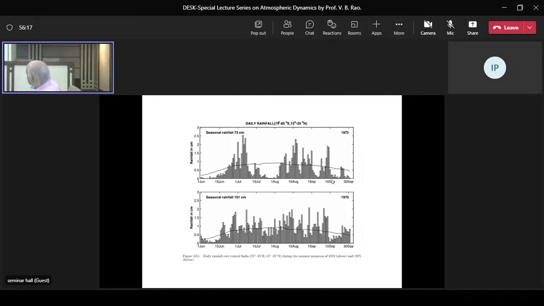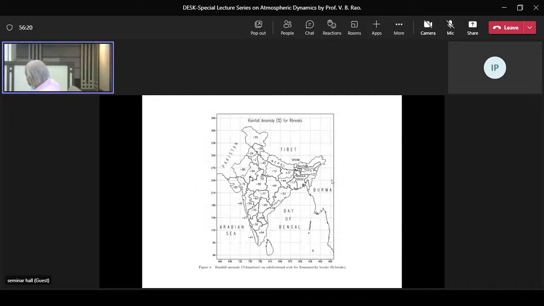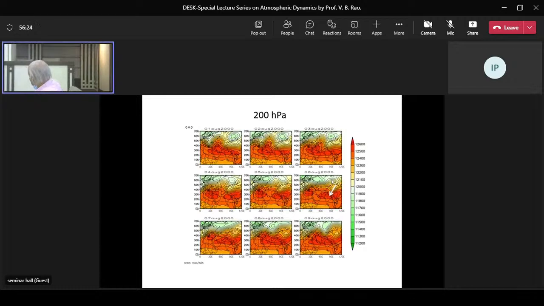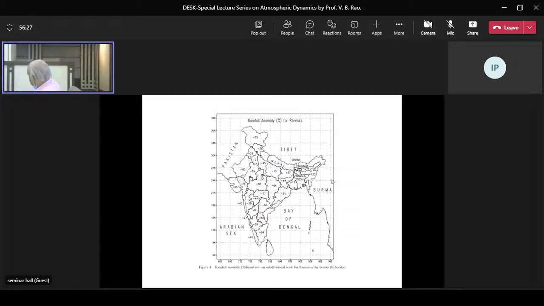Why are breaks important? Because if there are many breaks, it's a kind of calamity. Because the whole population of India, billions, more than 1 billion, rely very much on the summer, that is our southwest monsoon season, for agriculture, for drinking water, for electricity, for many life activities. So if there is a decrease of mean rainfall, if there are many breaks in the monsoon, then the rainfall will be less.